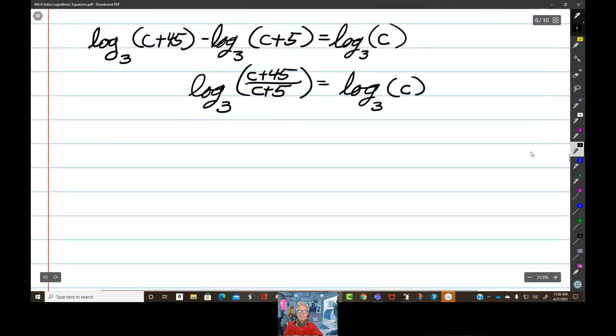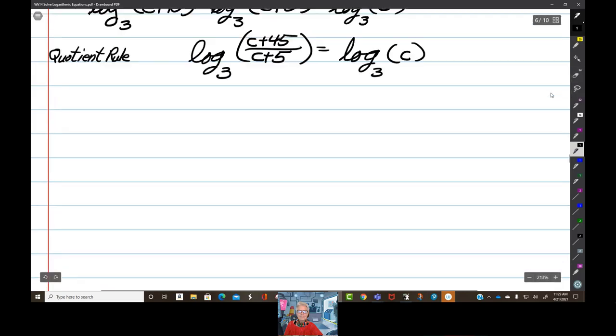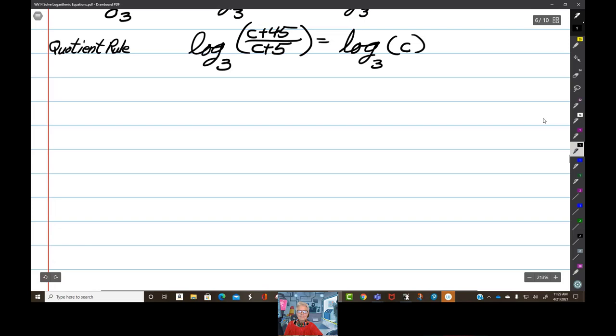Now here's the property of a one-to-one function. First, let me say that I use the quotient rule. That's ugly. Really, really ugly. Let's capitalize it. Be nice. Okay, the quotient rule. Now, it's common sense. If log base 3 of something equals log base 3 of something, the fact is that those somethings are going to equal each other. So C plus 45 over C plus 5 equals C.